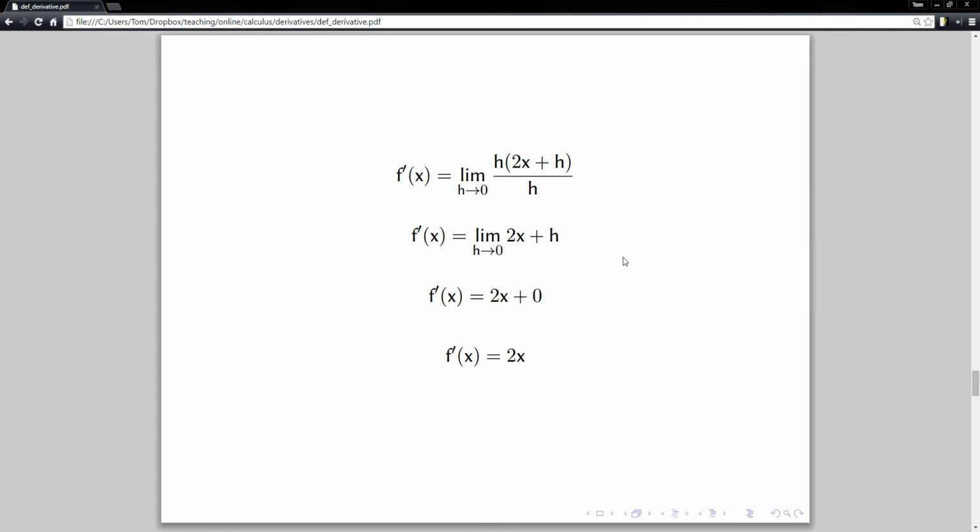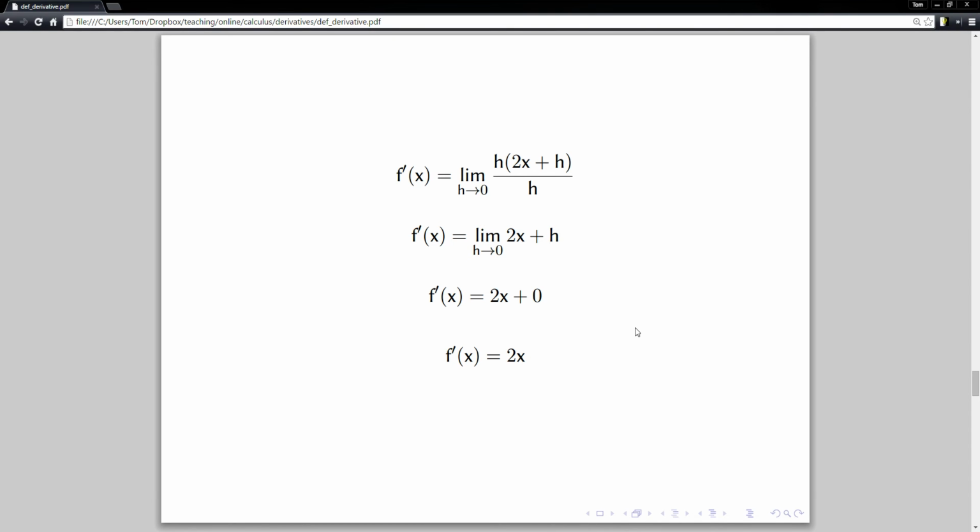And here's what I get. I get f prime of x. The derivative of f is the function 2x right here. So what this formula will do is it will give me the slope of the tangent line, that is the derivative of f at some number, if I just plug that number in for x.